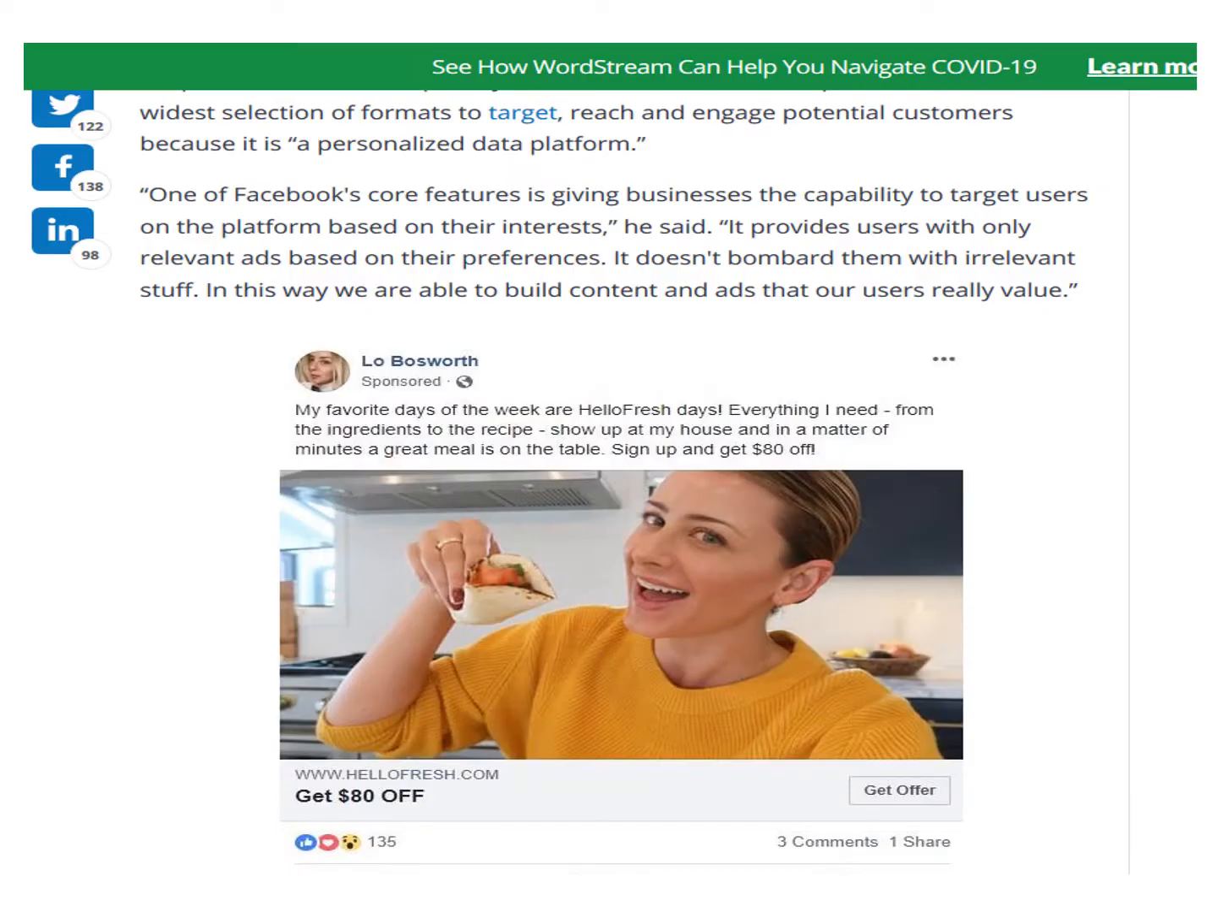Likewise, if we look at Facebook, Facebook have created capabilities giving businesses the ability to target users on a platform based on their interests. It provides users with only relevant ads based on their preferences, therefore looking at behavioral segmentation. It doesn't really bombard them with irrelevant stuff. In this way, they are able to build content and ads that the users truly value, specifically targeted at specific types of people who are going on that specific web page to look for this specific product or interest or behavior.